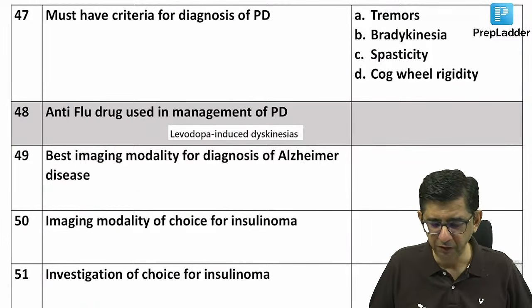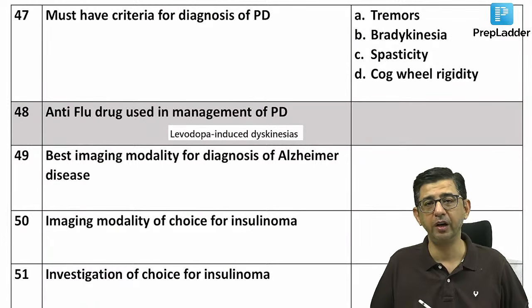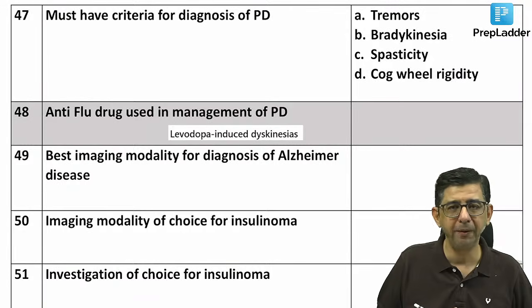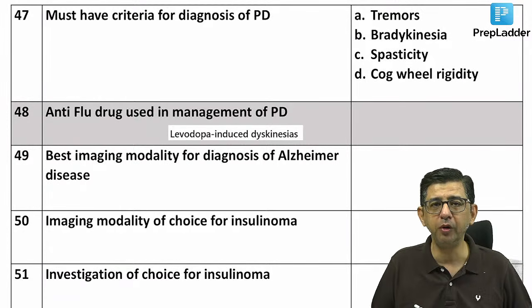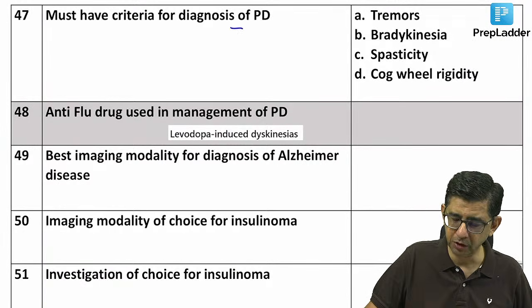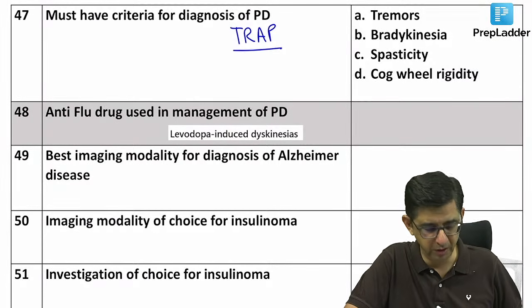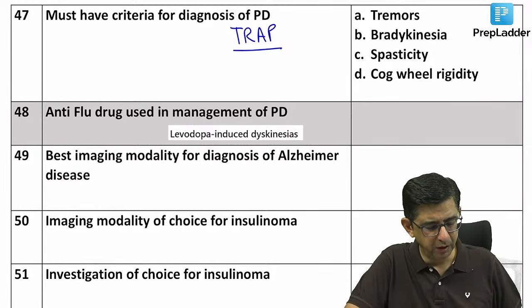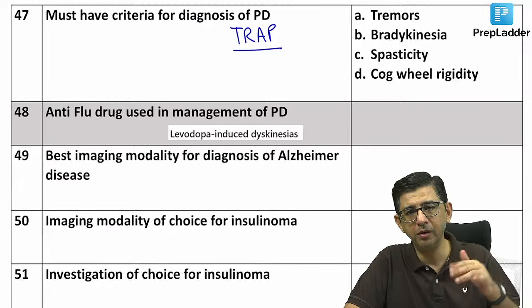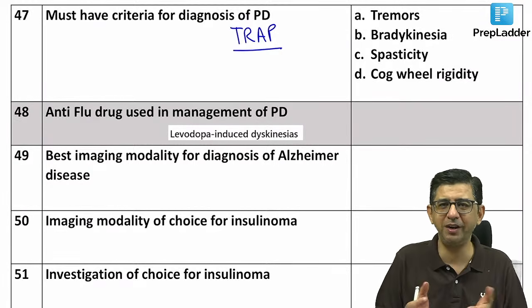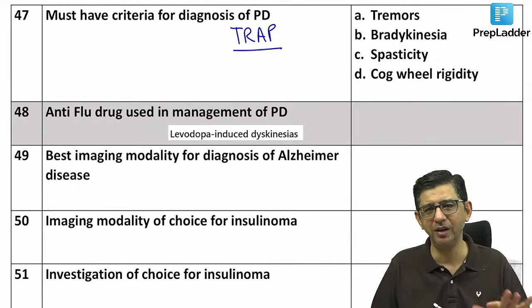Okay, moving to 47, which is a must-have criteria for diagnosis of PD. You have your options right here in front of you. The mnemonic for manifestations would be tremors, rigidity, akinesia, and postural instability, or TBR, like tremors, bradykinesia, rigidity, whichever you are comfortable with. Chorea is like a dancing movement only, no? A dance movement. Normally we are sitting, we're not dancing here. Like one hand is showing a dancing movement.